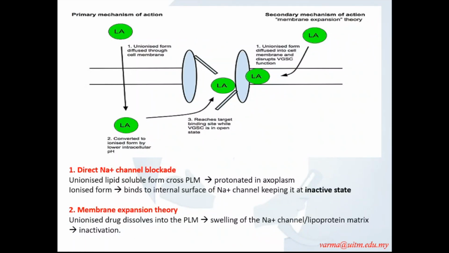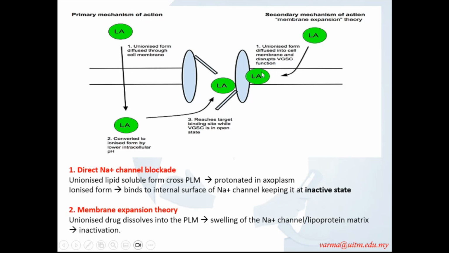The second one, which is a possible theory, is the membrane expansion theory, in which they say the unionized form diffuses into the cell membrane. They don't go into the cytoplasm. They just go into the cell membrane, and then they cause swelling of the voltage gated sodium channel or the lipoprotein matrix.